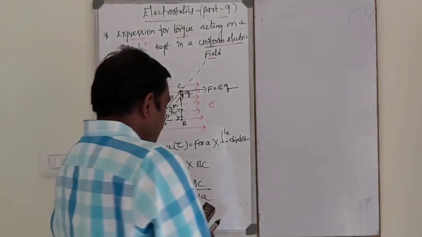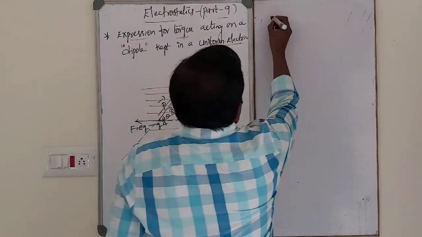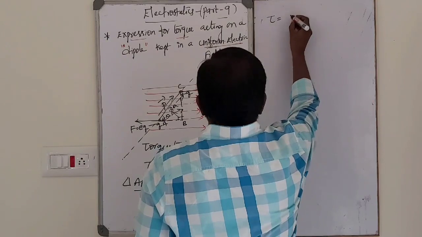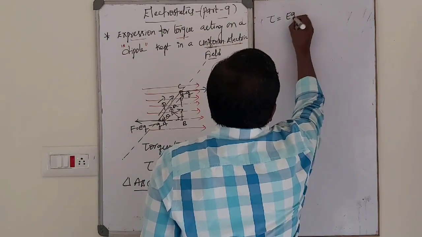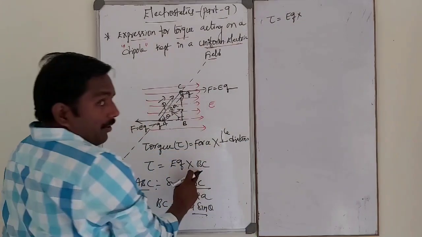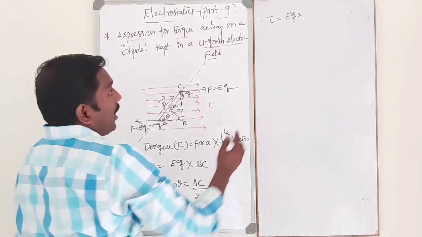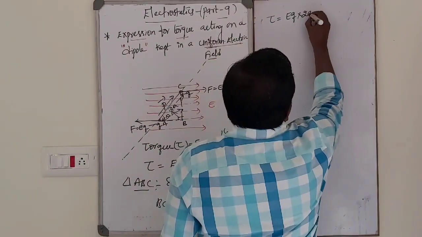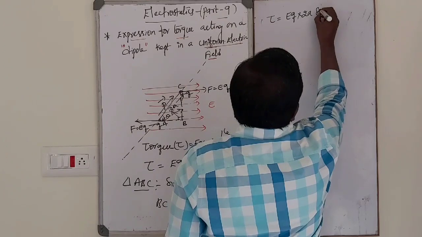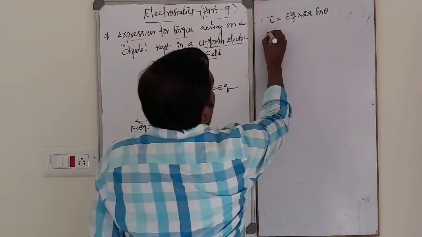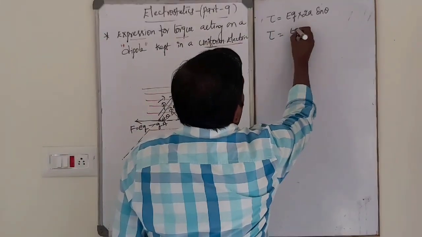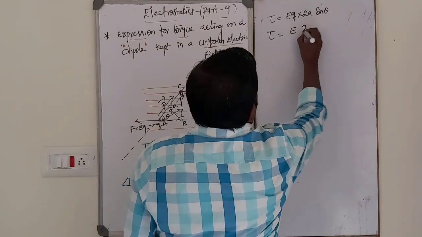See, torque tau is equal to force EQ into, what is the value of BC? 2A sin theta. Torque tau is equal to E into 2aq.